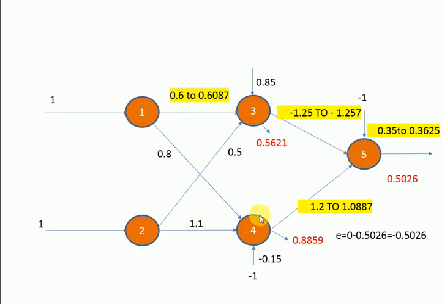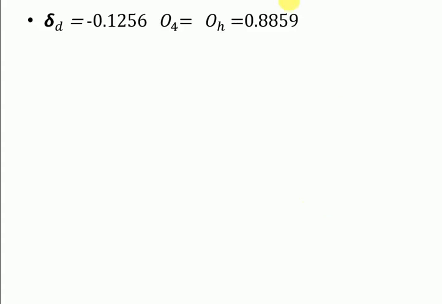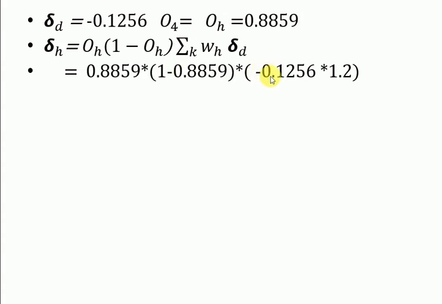To calculate the next one, we are coming from this side, so from back we are coming. If you want to calculate this, we take the sigma of the previous one. So 1.2 is the sigma, not the new value, the previous value. So that is 0.8859 into the sigma value minus 0.1256, that is delta D, into 1.2. So this is 0.8859 into 1 minus 0.8859. So this is the new delta H.